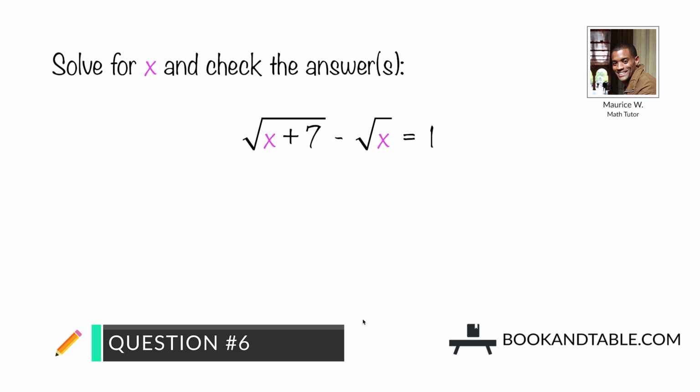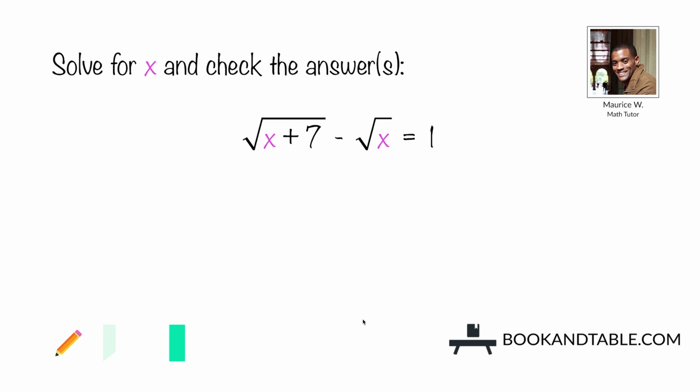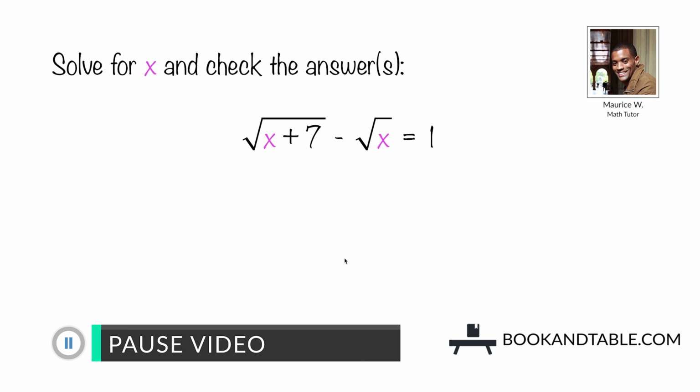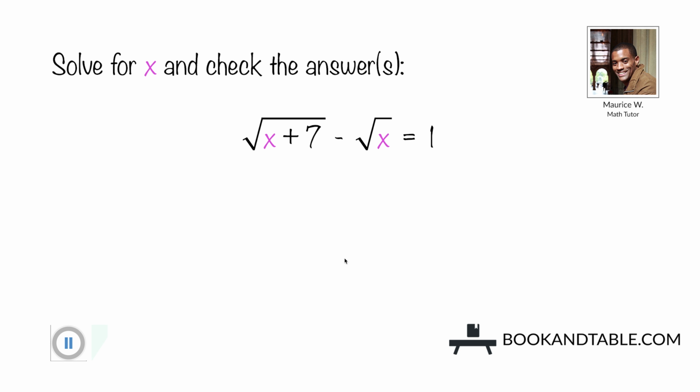Question number 6. Solve for x and check the answers. The square root of x plus 7 minus the square root of x is equal to 1. Pause the video, answer this question, and then press play when you are ready to begin.